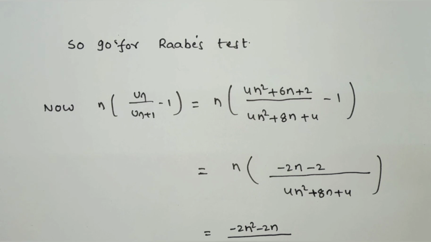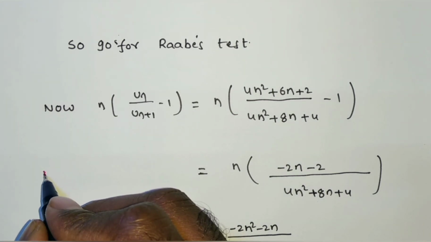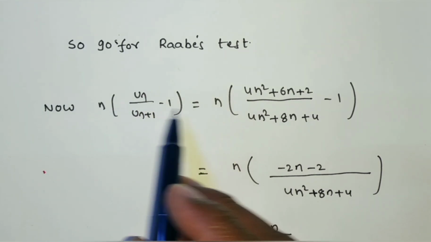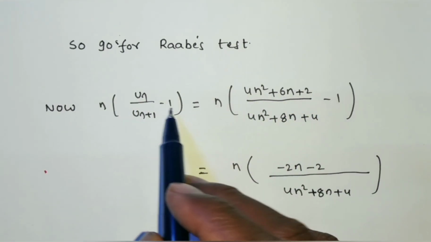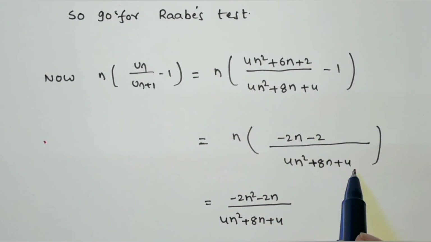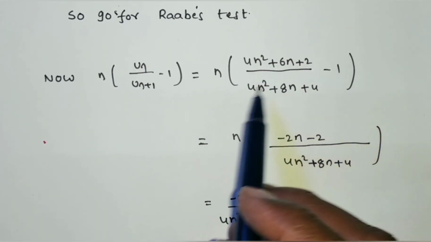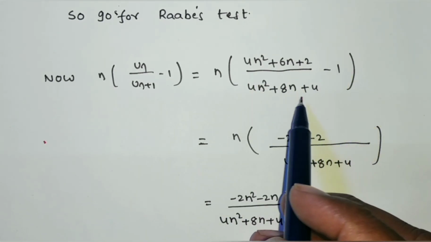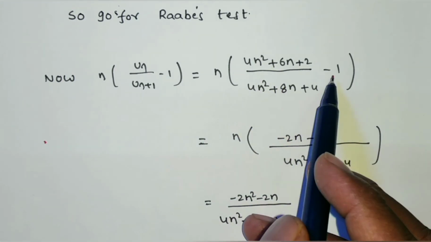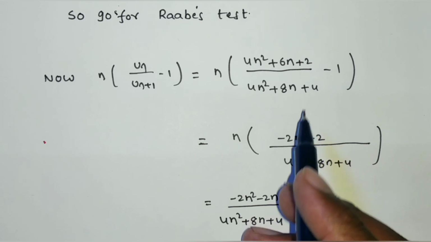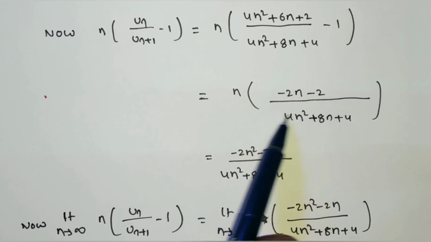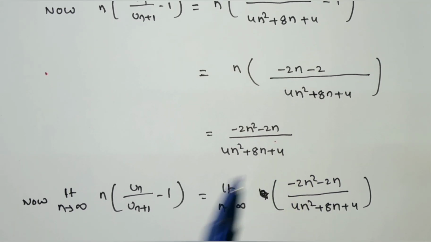In Raabe's test, we need to find the limit of n into (un by un plus 1 minus 1). So first of all, n into un by un plus 1, and I have written minus 1. Now what is the LCM for this? 4n square plus 8n plus 4. Now numerator minus denominator, if you take the LCM. Now 4n square minus 4n square cancel. 6n minus 8n, so minus 2n. 2 minus 4 is minus 2. Now this is (minus 2n square minus 2n) by (4n square plus 8n plus 4).